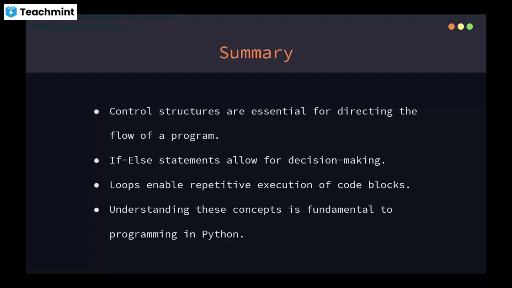Okay, so this is the summary of control structures. Control structures are essential for directing the flow of your program. If-else statements allow for decision making, which we have seen yesterday. Loops enable repetitive execution of code blocks. We are repetitively executing the same block of code multiple times based on the length of your sequence or based on a condition. For loops run based on the length of your sequence, while loops run based on the condition. Until that condition fails, it will keep on running. These are the conditional statements and loops.